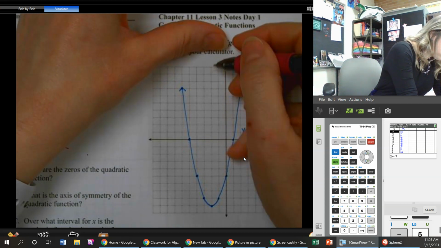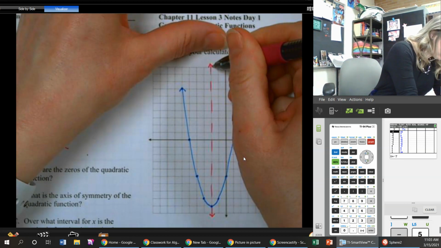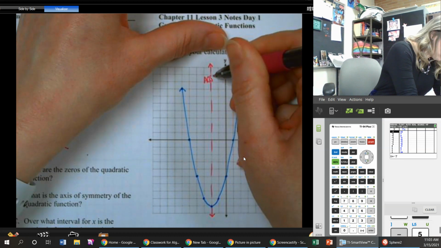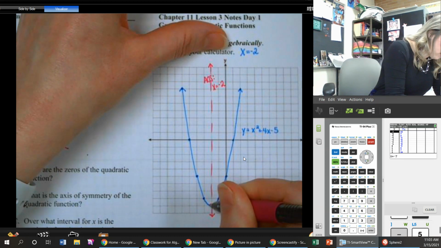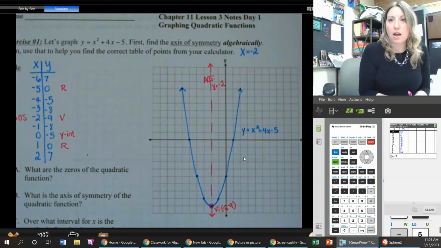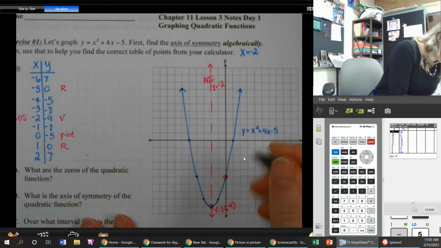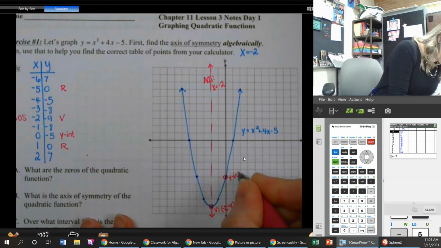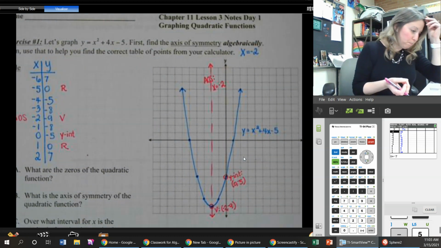The axis of symmetry is, of course, a vertical line that cuts our parabola in half. So the axis of symmetry equation is x equals -2, and the vertex on here is -2, -9. It's a point, right? So both x and y coordinates. The y-intercept is right here, and the y-intercept, of course, is 0, -5. So that's the only place where the x value is 0.